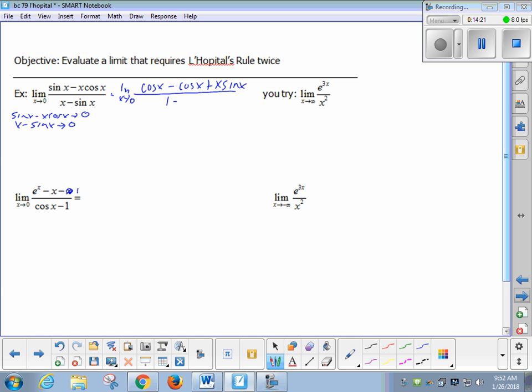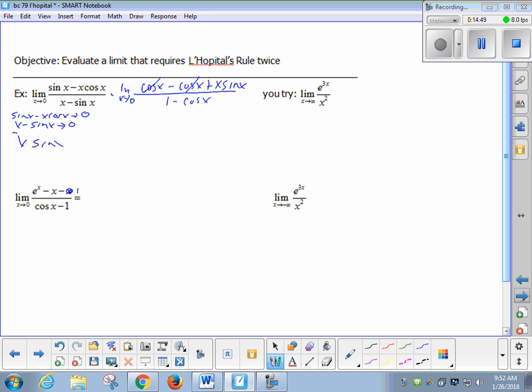Derivative of the denominator went pretty well, no big deal there. 1 minus cosine of x. Okay, now you can mentally look that over. I think it's fairly obvious the cosines subtract away. What does the numerator go to now? 0, and the denominator? 0. Okay, now we're going to use L'Hopital again, but we also have to justify this round. So you're going to have to do the same idea.